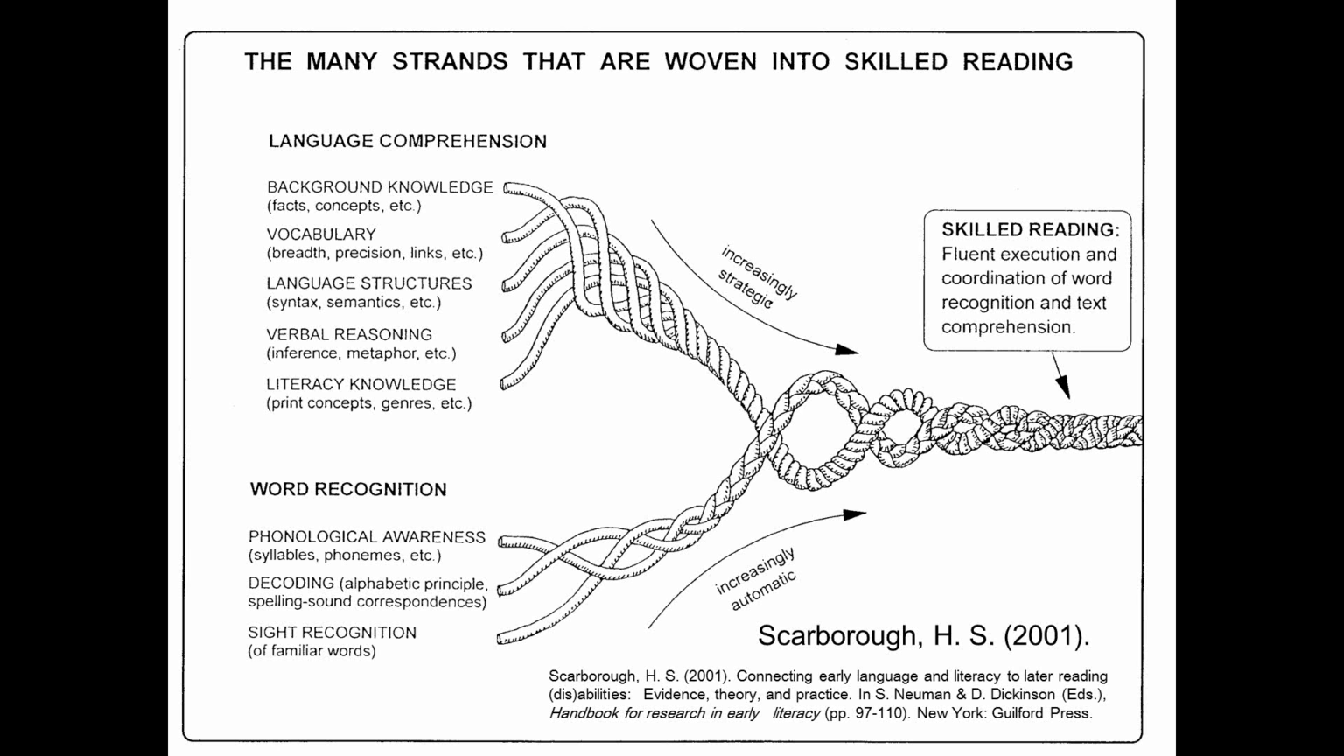Down below you'll see the word recognition piece. This is phonological awareness, kids being able to hear syllables in words, hearing that elephant has 3 syllables, and being able to hear phonemes, or individual sounds, in words. So cat has 3 phonemes: k, a, t.